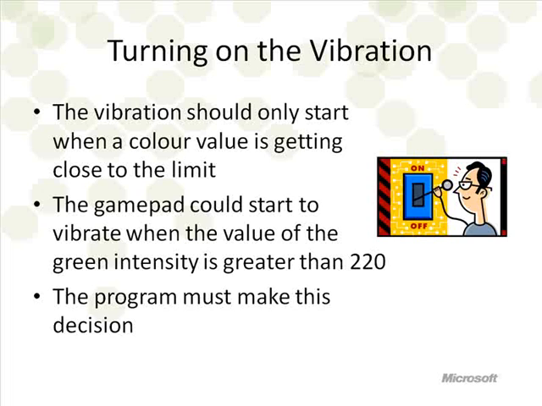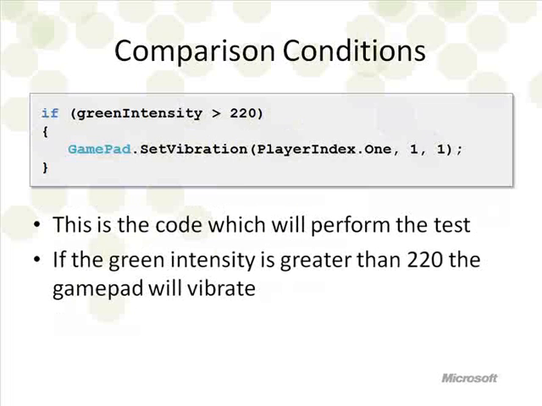This is what we're going to do. The program will make that decision, and so we have to write a condition. Conditions are the way we make programs take decisions. So this one is an if condition, which is how we've done this before. If the green intensity, which is the one I'm using to control the vibration, is bigger than 220, which is the number we've chosen, then set the vibration of the gamepad for player 1 to flat out.